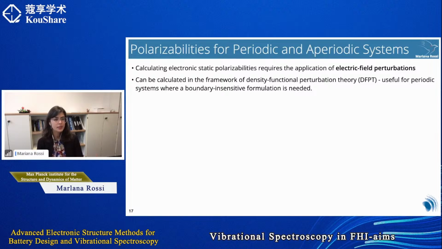And finally, the polarizabilities, which are a response property of the electronic density. This can be calculated by electric field perturbations on the electronic density in the framework of density functional perturbation theory for electric fields, right? And this is particularly useful, again, for periodic systems because you also need a boundary-insensitive formulation for this quantity. It's related to the polarization, of course. And within the framework of DFPT for electric fields, it is quite nice to calculate.